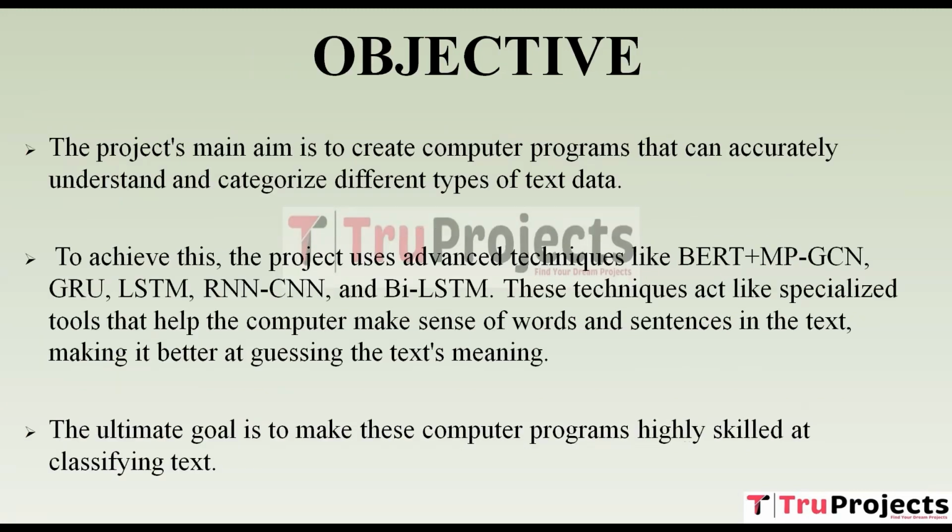The project's primary aim is to develop computer programs capable of accurately understanding and classifying various types of text data. To achieve this, the project employs advanced techniques like Word2Vec, GCN, GRU, LSTM, RNN, CNN, and BiLSTM, which act as tools to help the computer make sense of the text. These techniques aid the computer in understanding the meaning of words and sentences in text, ultimately improving its ability to guess what the text is about.